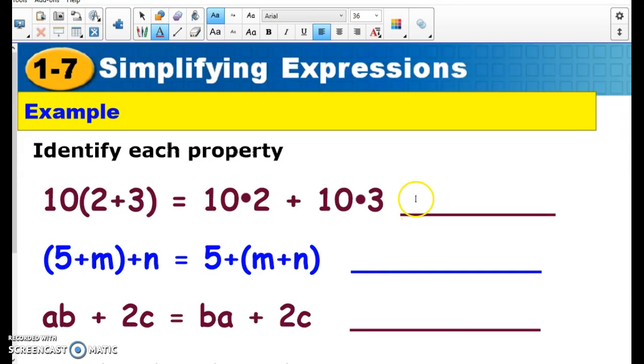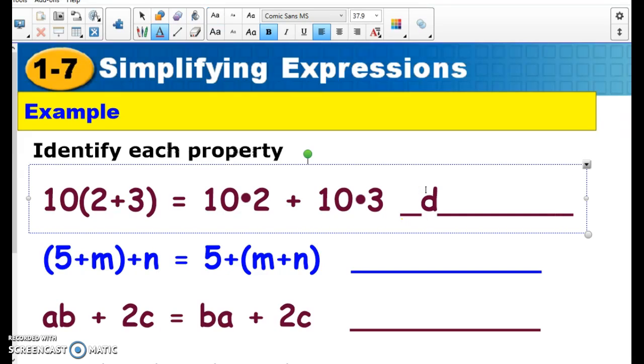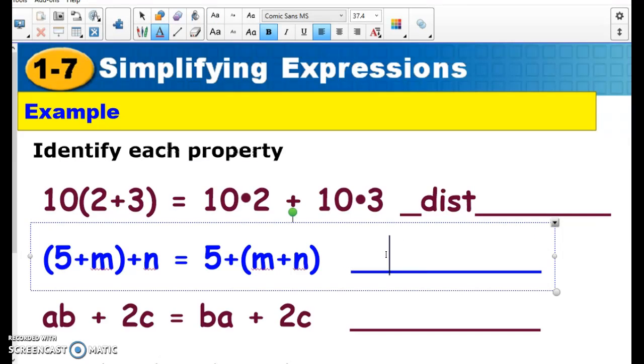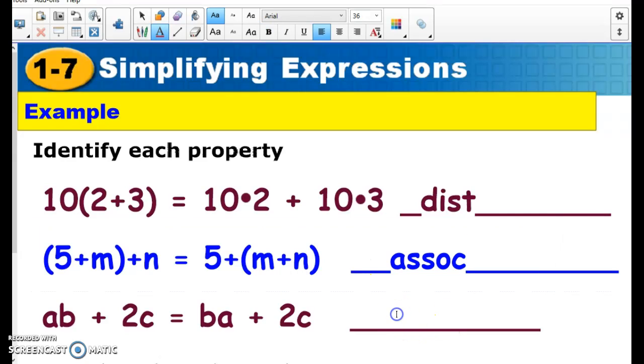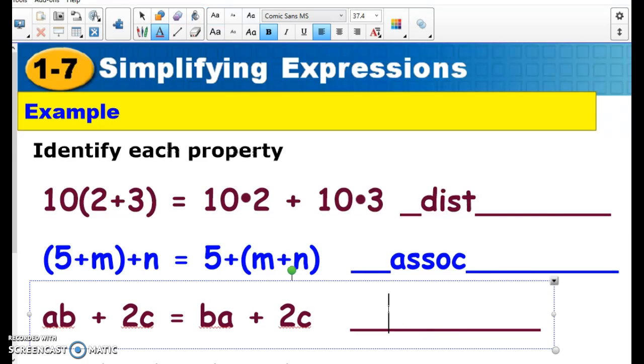And then here I have an example of the distributive property, because I'm distributing the 10 times the 2 and then the 10 times the 3. Here I have the associative property. And then here I have the commutative property, just going back and forth. A times B plus 2C is the same as B times A plus 2C.